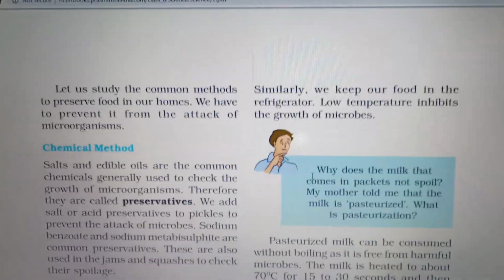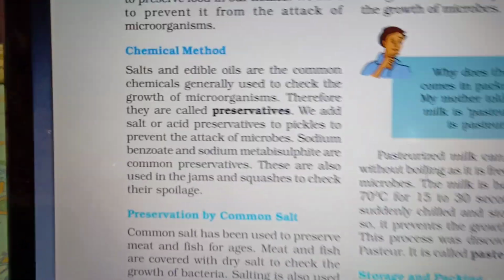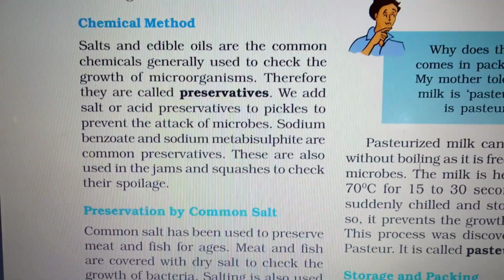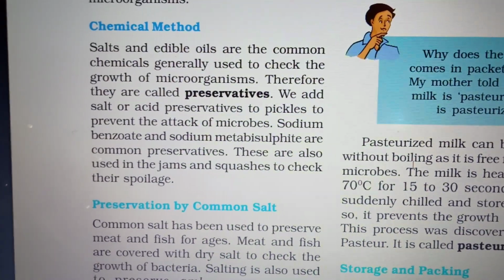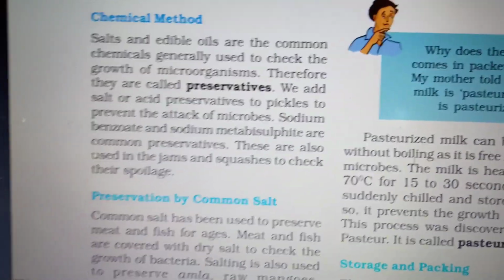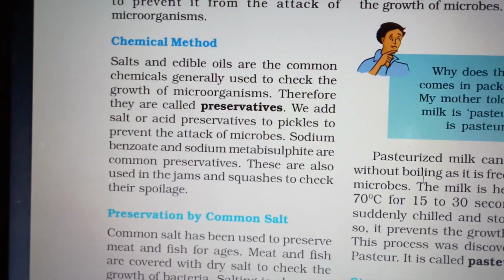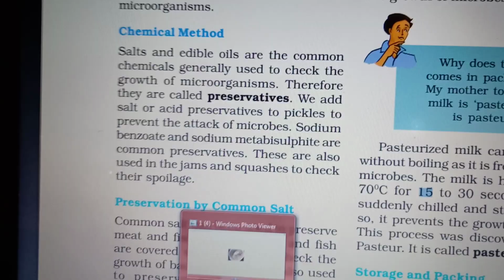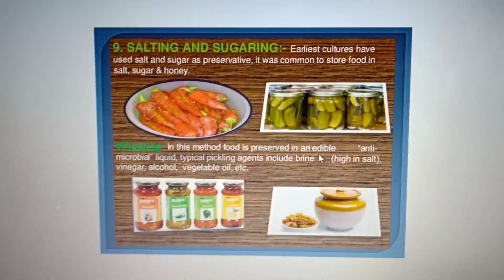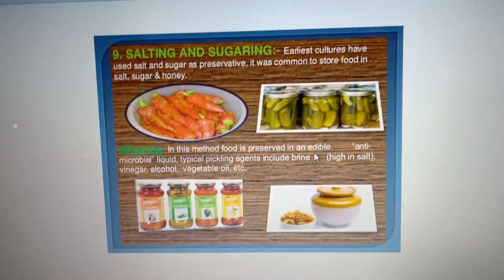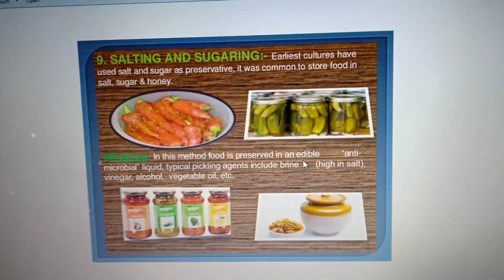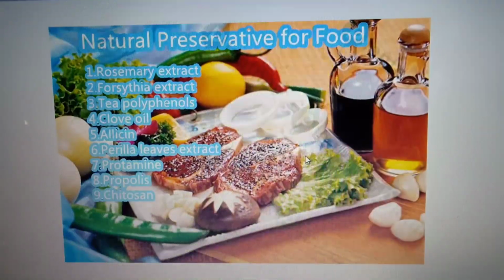First of all, we'll see the chemical method. Salt and edible acids are the common chemicals used to check the growth of microorganisms. Therefore, they are called preservatives. We add salt or acid preservative to pickles to prevent the attack of microorganisms. This is salting, and even excess sugar we also add.